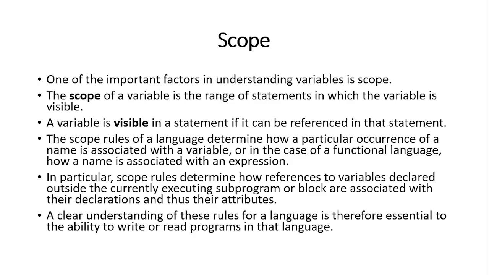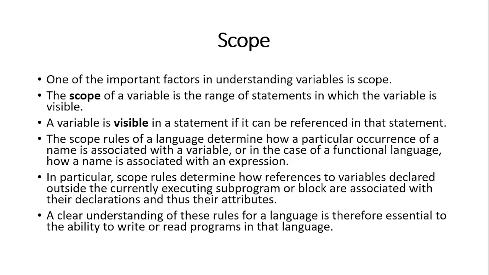And we have scope rules. Scope rules of a language determine how a particular occurrence of a name is associated with a variable, or in the case of a functional language, how a name is associated with an expression. So each language will have some scope rules, and these scope rules are used to determine how a particular occurrence of a name is associated with a variable, or in the case of a functional language, how a name is associated with an expression.